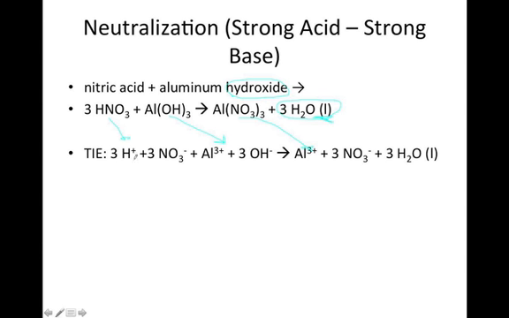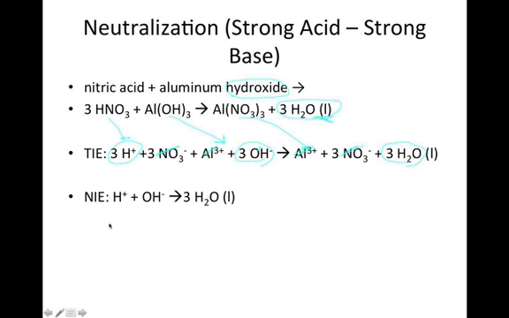So if we start canceling things out, we have our nitrates. We have our hydroxide stays. Sorry, we have our aluminums canceling out. So we're left with hydrogen, hydroxide, and water. Our total ionic is that. This is important. Anytime you have a strong acid and a strong base, if you can recognize your strong acid and recognize a strong base, your net ionic reaction will always be the same. Hydrogen ions plus hydroxide ions make water.